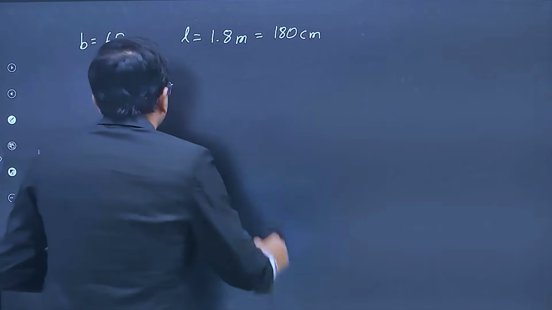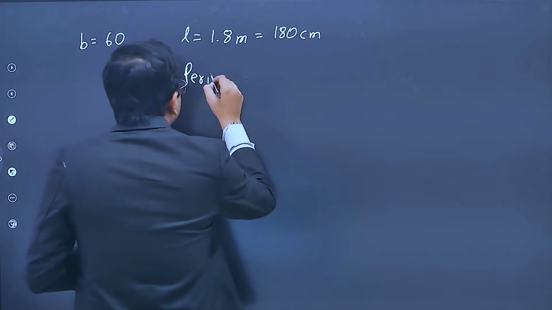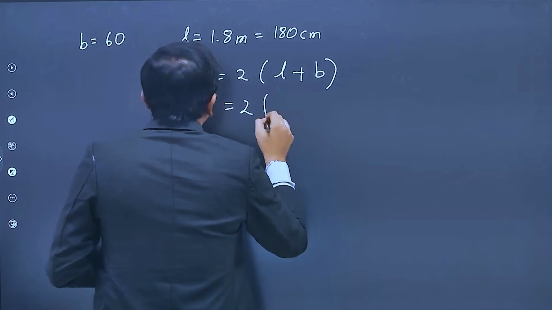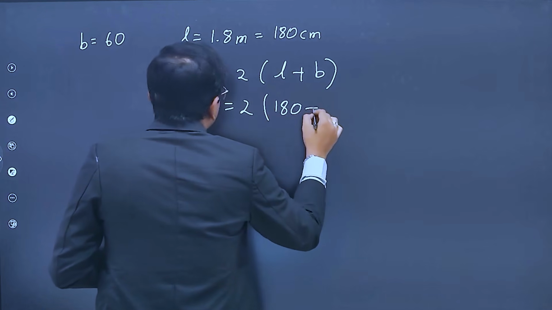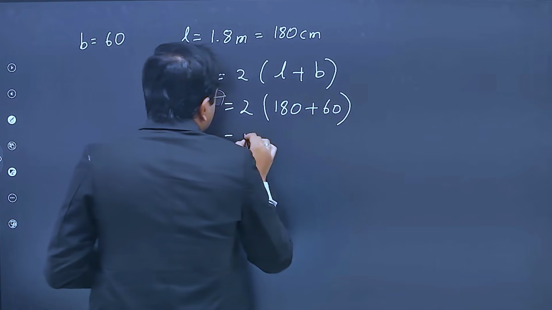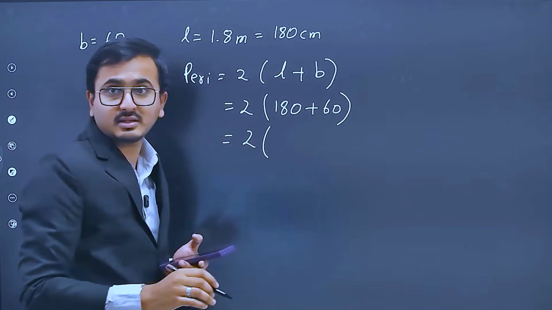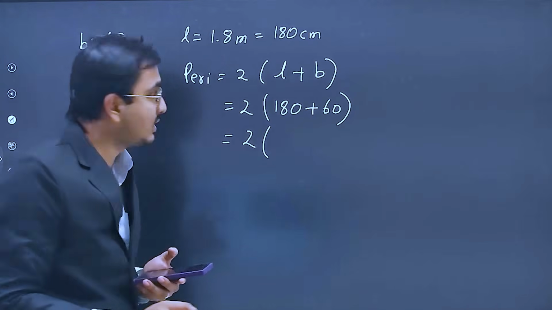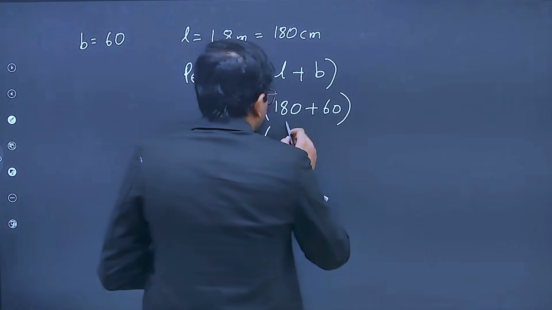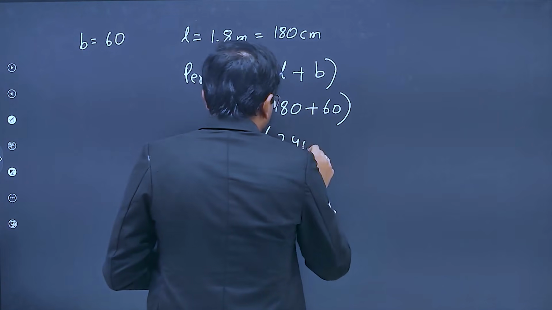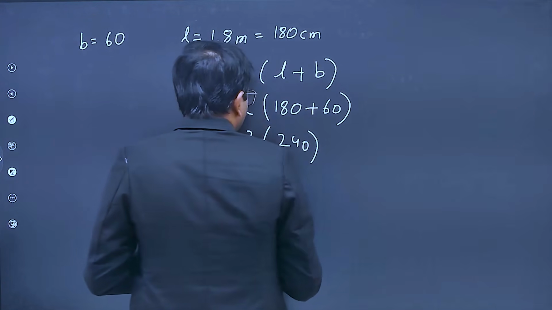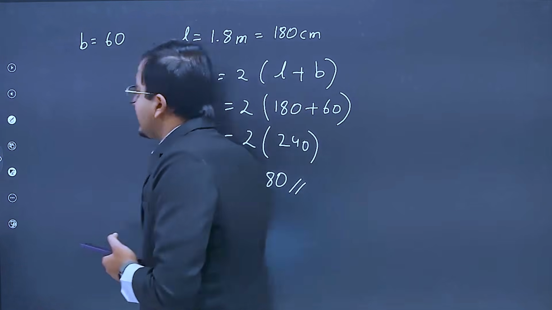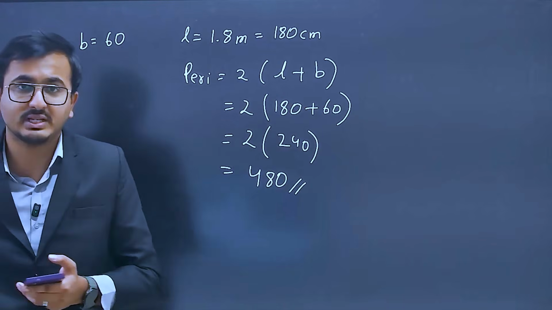Now perimeter is given by 2 into L plus B. So 2 into what is the length? 180. What is the breadth? 60. So the total is 240, and this will become 480. So 480 would be the perimeter.